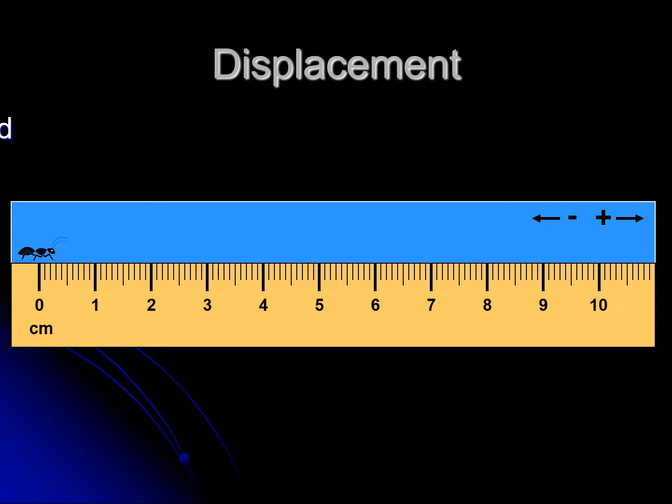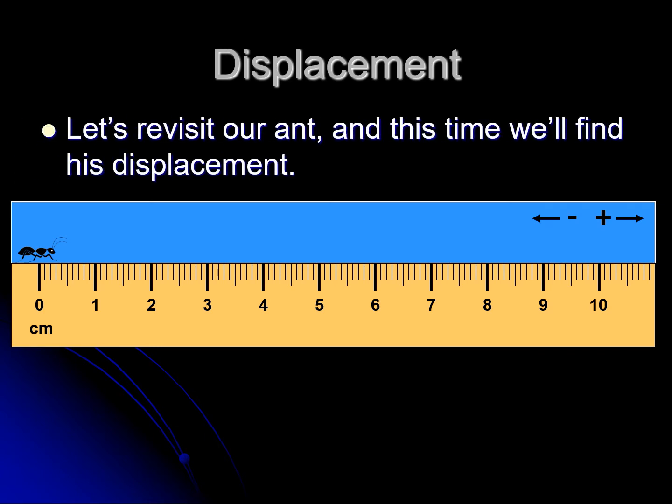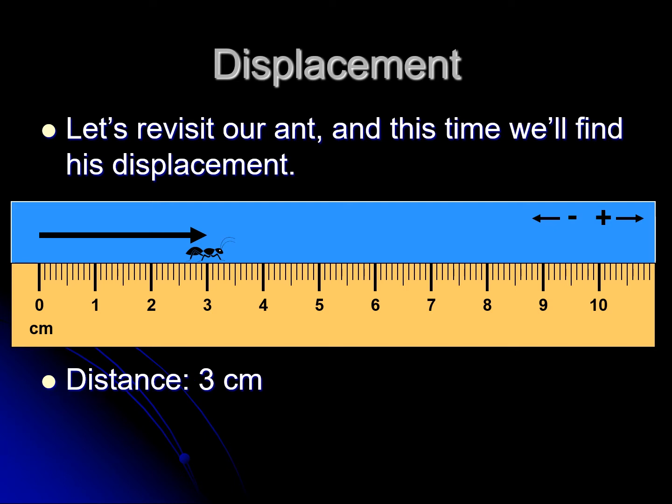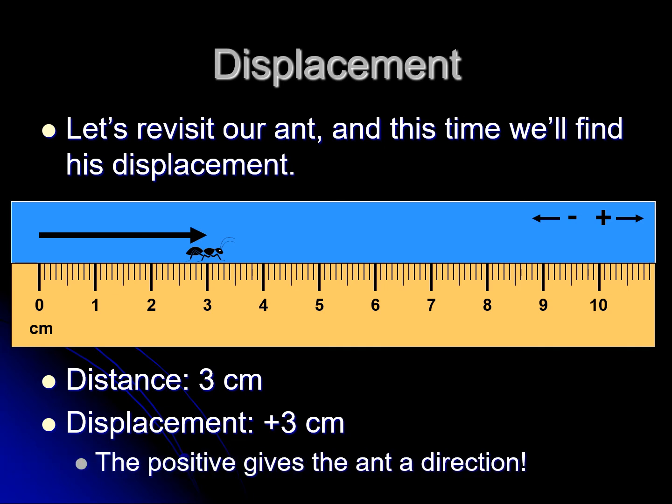Okay, so let's go back again to your ant. This is the ant that is moving from 0 centimeters to 3 centimeters. If you are asked about the distance, you will just write 3 centimeters. For displacement, you are going to write plus 3 cm. Remember that the symbol plus means east, right? Or it means to the right.